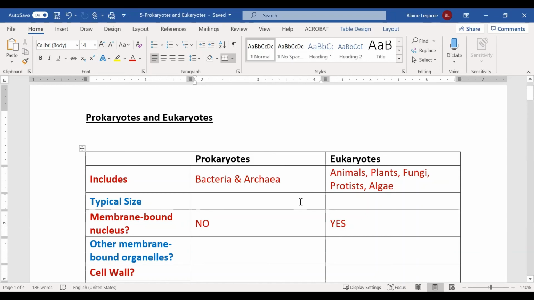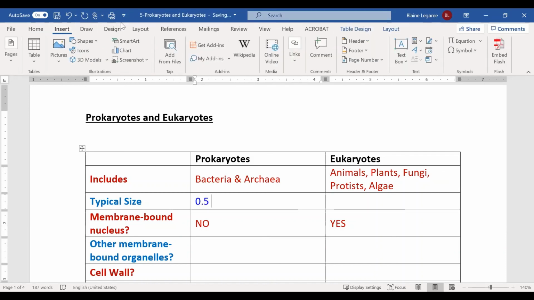So typical size of bacteria. We're talking about pretty small, and this is, let's see here, I gotta get that special symbol. I'm looking for that one there, that's a micro. So 0.5 to about maybe 5 micrometers is typical for a bacteria. 1 micrometer is 1/1000th of a millimeter, so 1,000 times smaller than a millimeter. So these are very, very tiny.